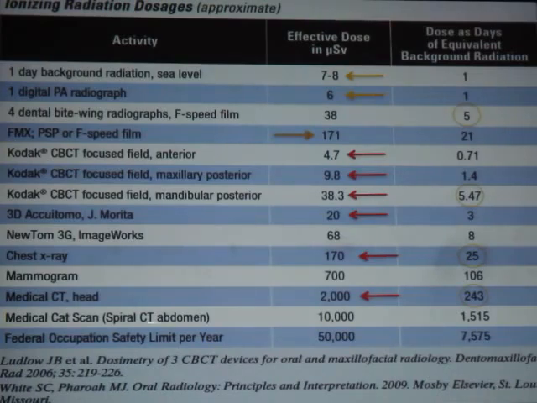And if they go for a spiral CT of the abdomen, it is, I guess, 4 years' worth of radiation in one scanning. So if you compare here to the mandibular posterior, it is quite negligible radiation that we are exposing the patient to.